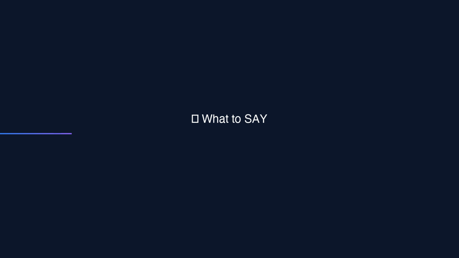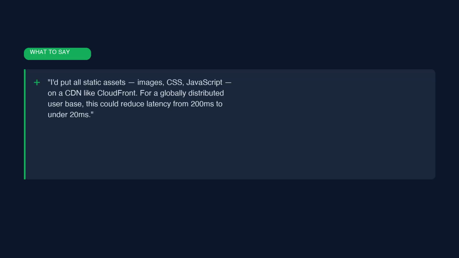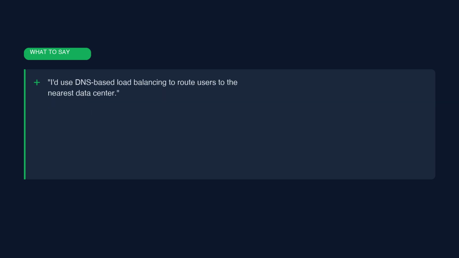Here's what you should say in an interview. Say, I'd put all static assets, images, CSS, and JavaScript on a CDN like CloudFront. For a globally distributed user base, this could reduce latency from 200 milliseconds to under 20 milliseconds. This shows you understand the dramatic impact of edge caching. Or say, I'd use DNS-based load balancing to route users to the nearest data center. This demonstrates awareness of geographic distribution strategies.